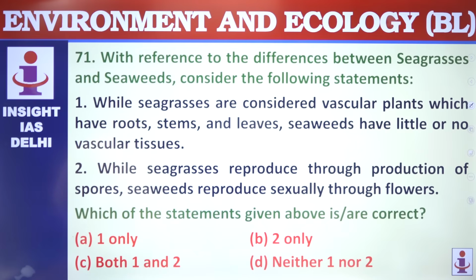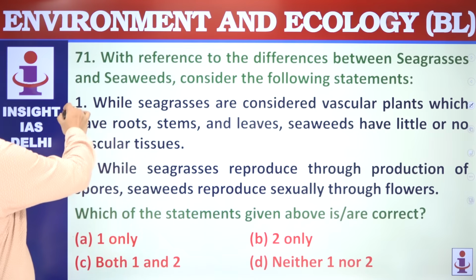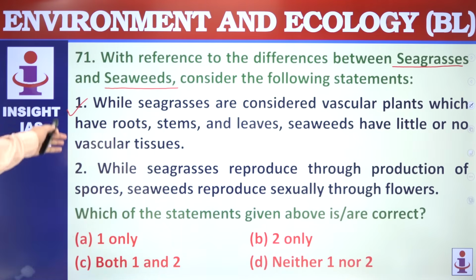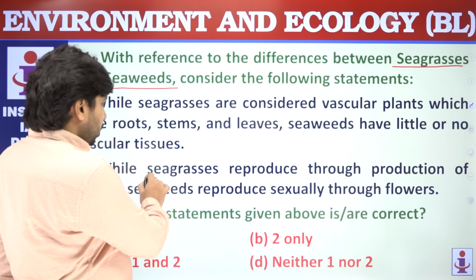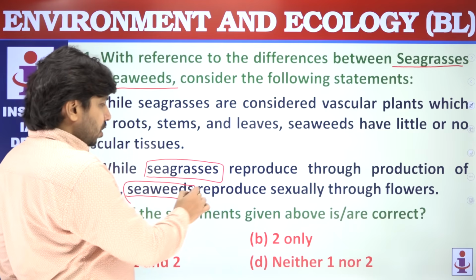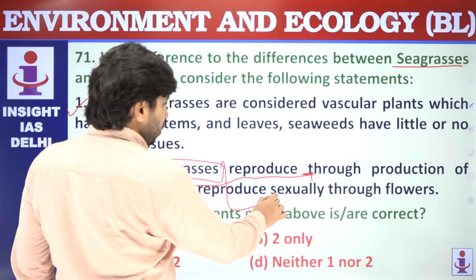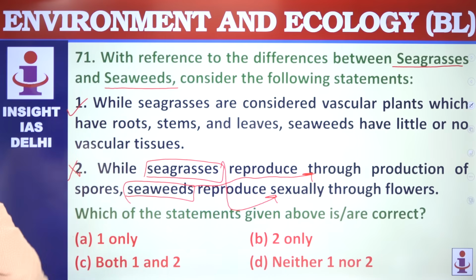Seagrasses. While seagrasses are considered vascular plants which have roots, stems and leaves, seaweeds have little or no vascular tissues. Statement 1 is correct. The question is about seaweeds and seagrasses. The first statement correctly gives a difference between seagrasses and seaweeds. While seagrasses reproduce through production of spores, seaweeds reproduce sexually through flowers. These two are actually interchanged. Seaweeds reproduce through production of spores and seagrasses reproduce sexually. So statement 2 is not correct. Only one will be your correct statement.